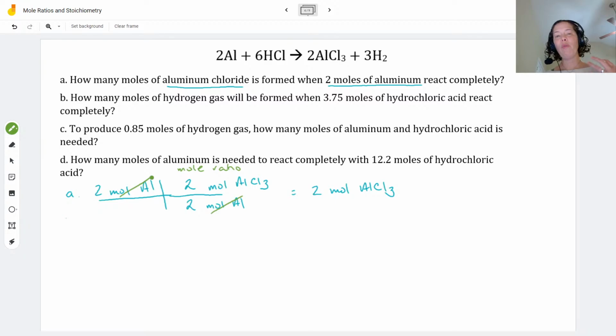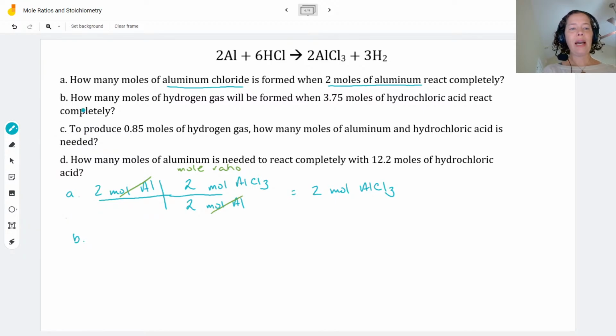Again, I hope you find these calculations easy, because I really want you to focus on the concepts behind them and know where these numbers are coming from that I'm plugging in and why I'm putting them in either the denominator or the numerator. Okay, so that's A. Let's go ahead and go to B.